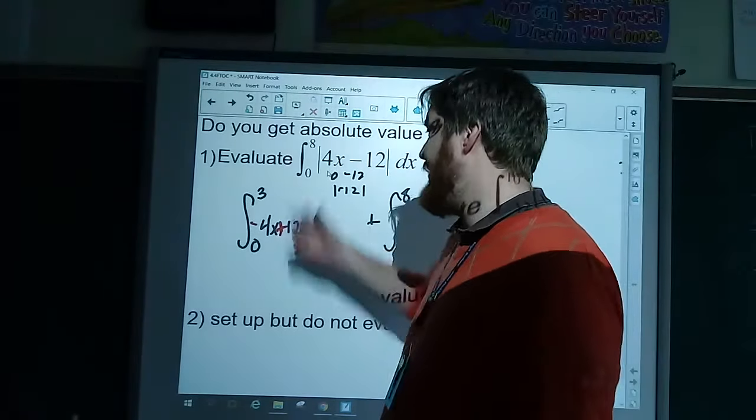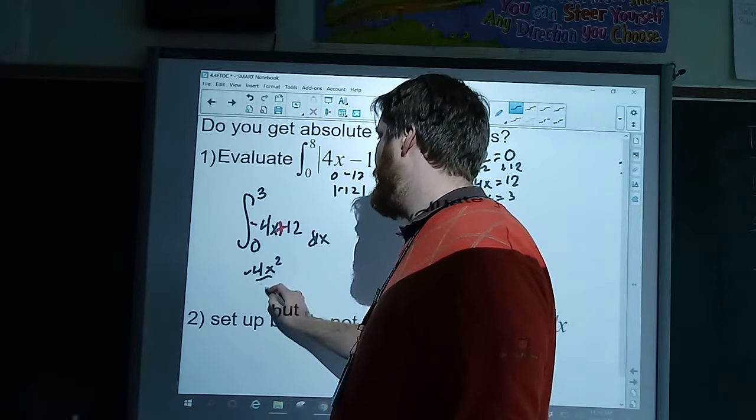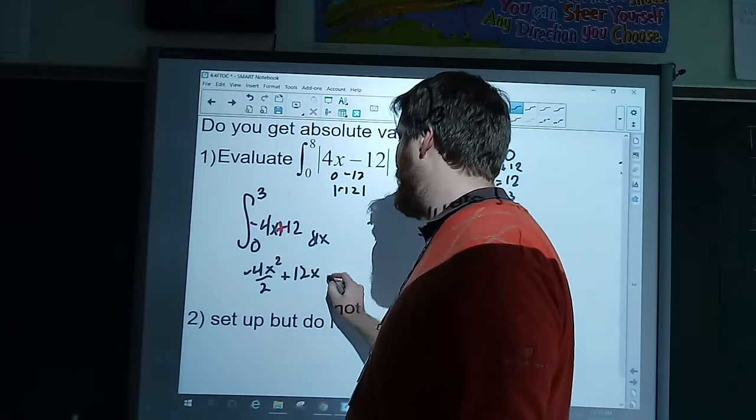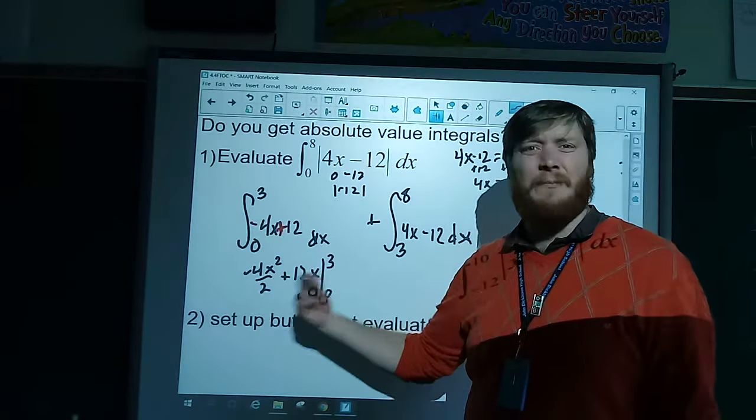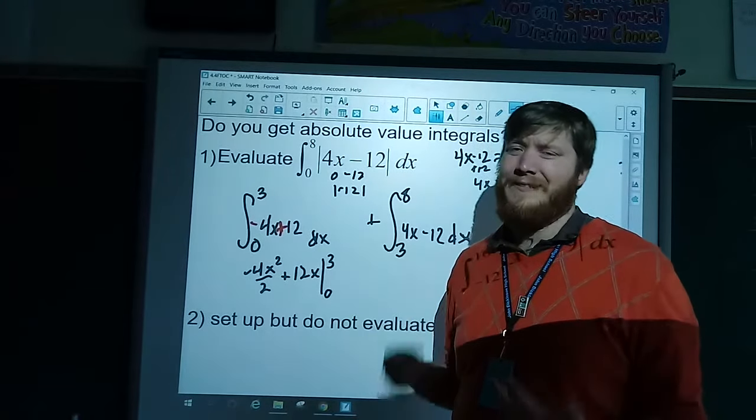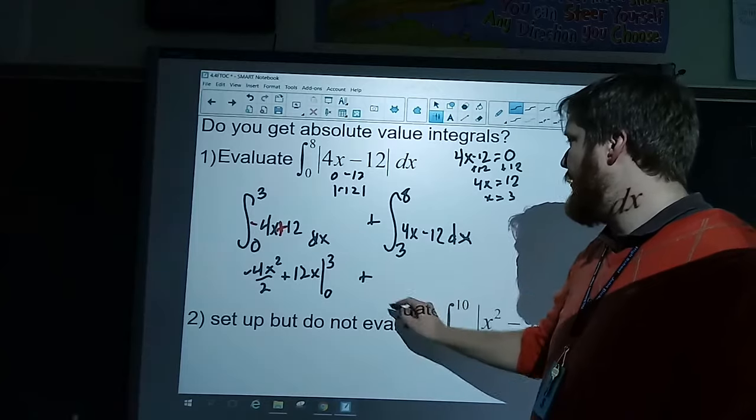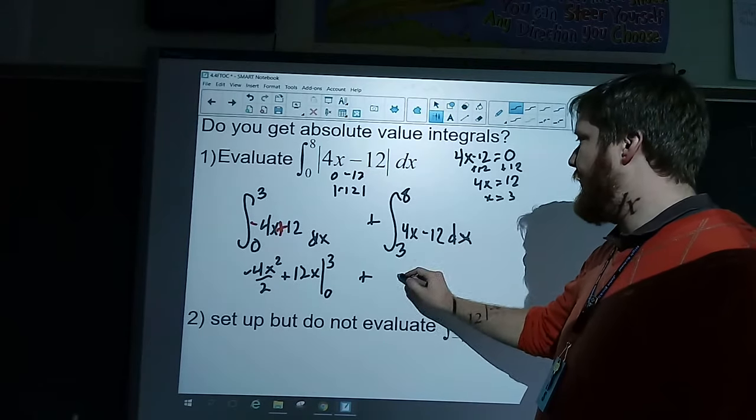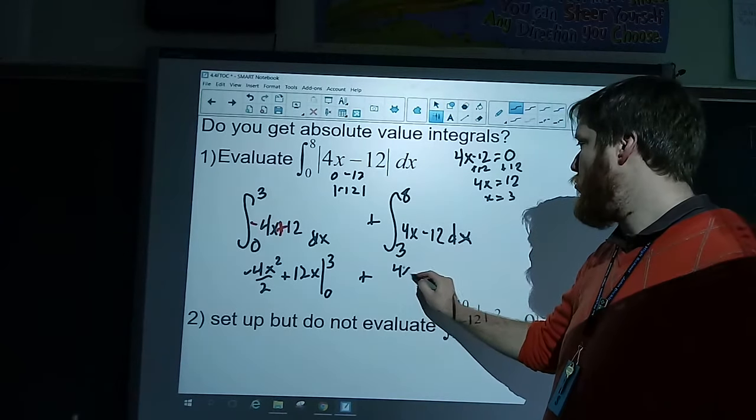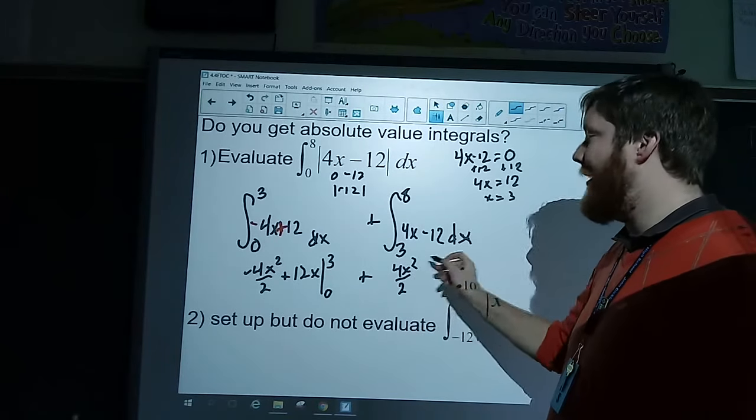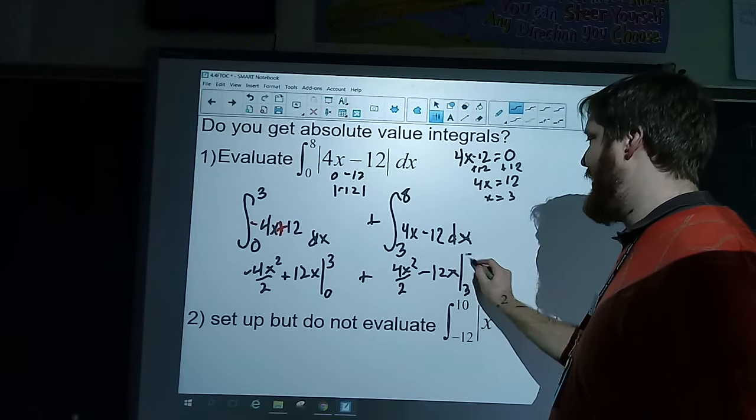So when I take the antiderivatives, I wind up getting negative 4x squared over 2 plus 12x evaluated from 0 to 3. And that negative 4 over 2 would simplify to a negative 2. You definitely want to do that. It saves you so much work. And then similarly, over here, we integrate, and we get 4x squared over 2 again, but it's positive this time, which again would be 2x squared minus 12x from 3 to 8.